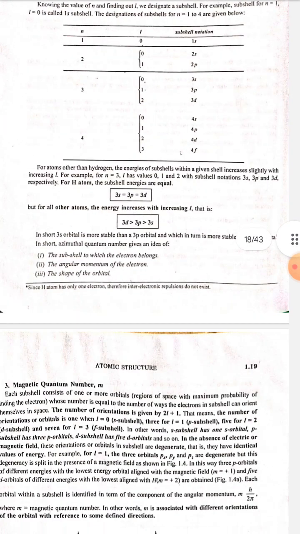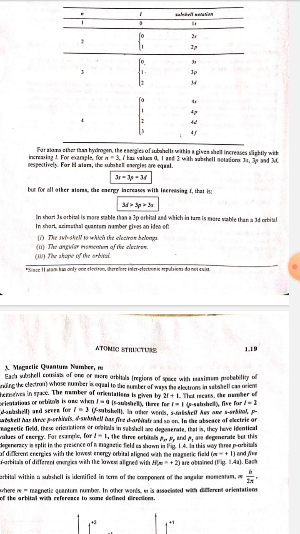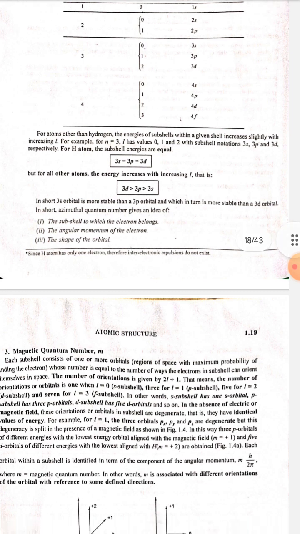For atoms other than hydrogen, the energy of subshells within a given shell increases slightly with increasing L. For example, for n is equal to 3, L has values 0, 1, 2 with subshell notation 3s, 3p and 3d respectively. For the H atom, the subshell energies are equal: 3s is equal to 3p is equal to 3d. But for all other atoms, the energy increases with increasing L, that is 3d greater than 3p greater than 3s. In short, a 3s orbital is more stable than a 3p orbital, which in turn is more stable than a 3d orbital.